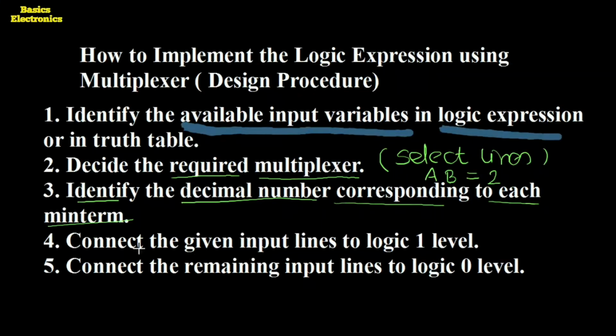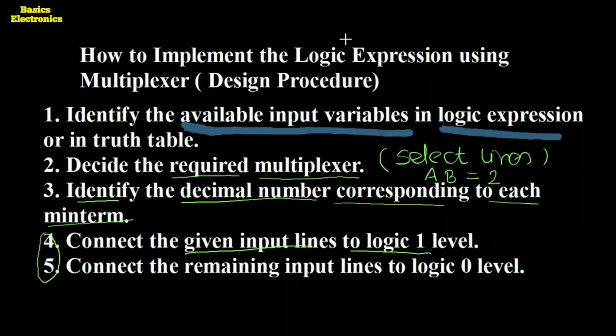The next one is the main procedure. We need to connect the given input lines to the logic 1 level. Whatever the given input line is, whatever the number corresponding to that particular line, we have to connect it to logic 1, and the remaining input lines we connect to the logic low level. This is the procedure we follow for the implementation of the logical equation. We will see some examples on it.